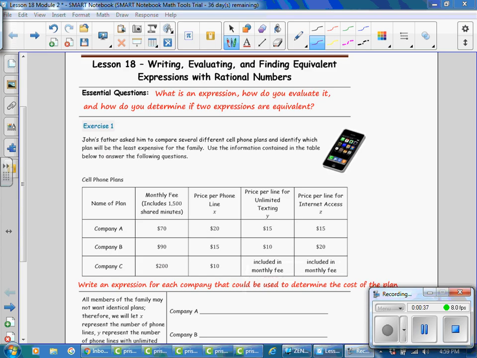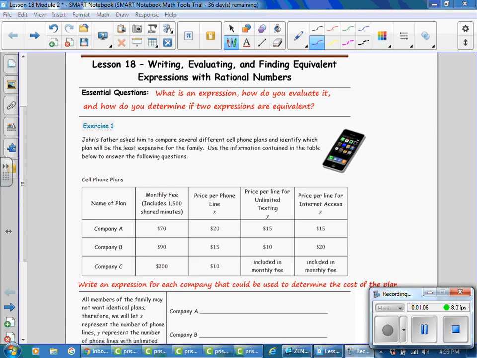The essential question: what is an expression, how do you evaluate it, and how do you determine if two expressions are equivalent? Exercise 1. John's father asked him to compare several different cell phone plans and identify which plan will be the least expensive for his family. Use the information contained in the table below to answer the following questions. Write an expression for each company that could be used to determine the cost of the plan.